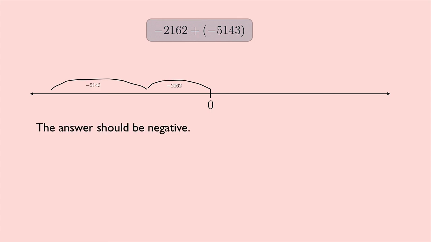And remember the rule, if the signs are the same, we're going to add them up and keep the sign. So 2162 plus 5143 is 7305. So that means that -2162 plus -5143 is -7305.